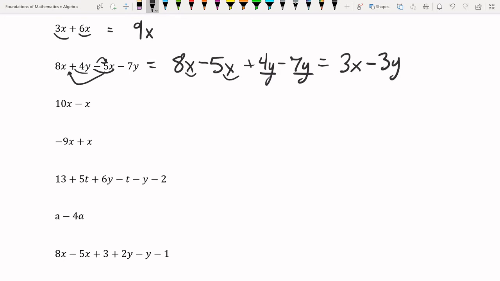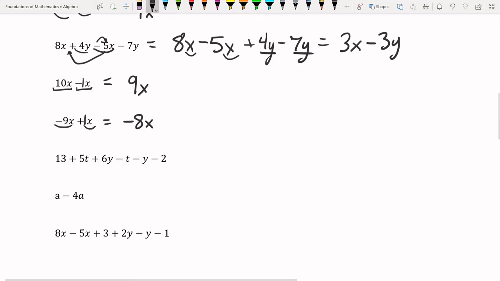Okay, the next one, we have 10x and minus x. These are like terms. We can think of this as 1x, negative 1x. 10 minus 1 is 9x. Negative 9x plus x. This is just the same thing as plus 1x. Negative 9 plus 1 is negative 8.